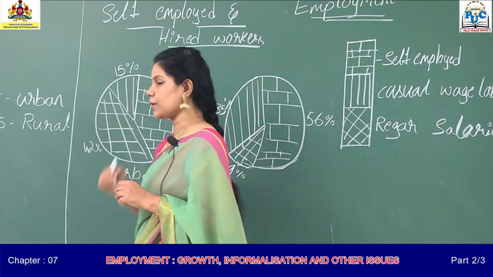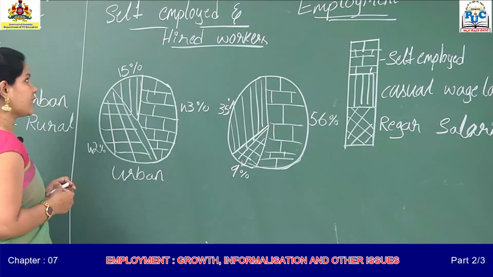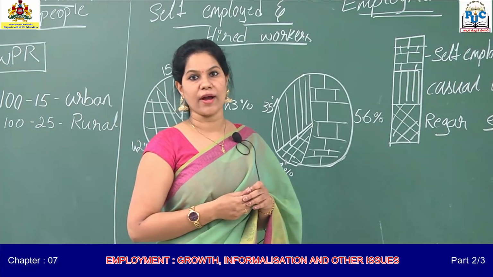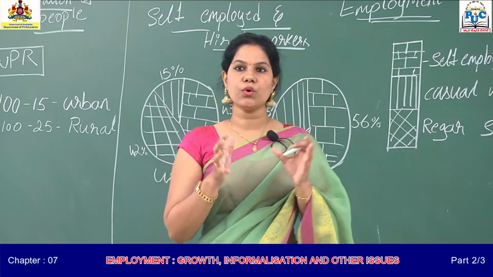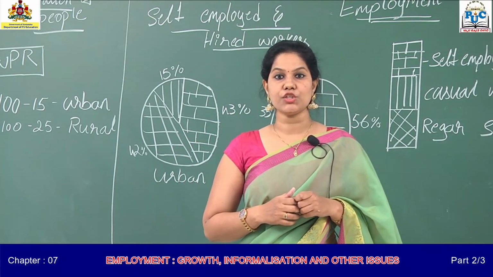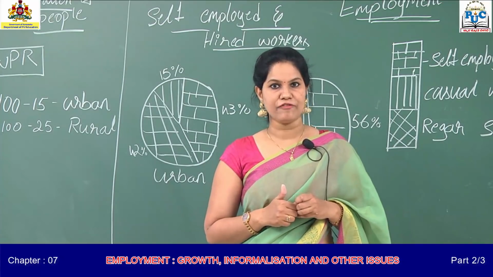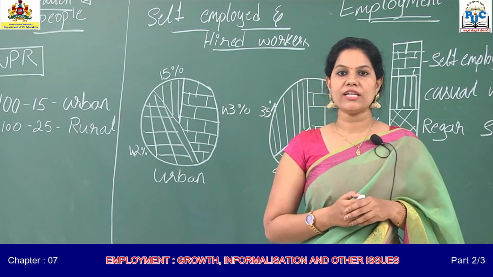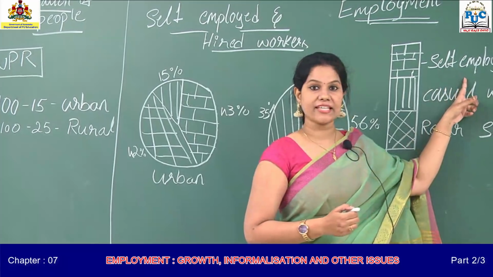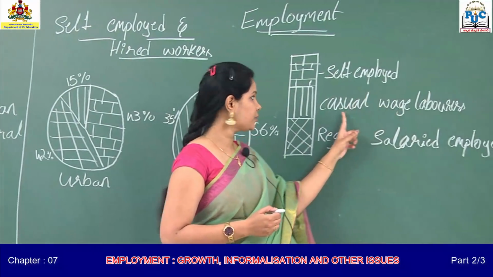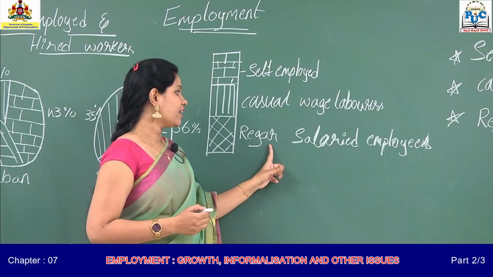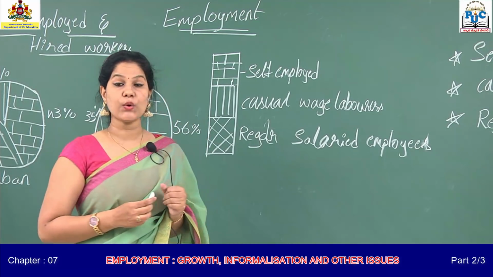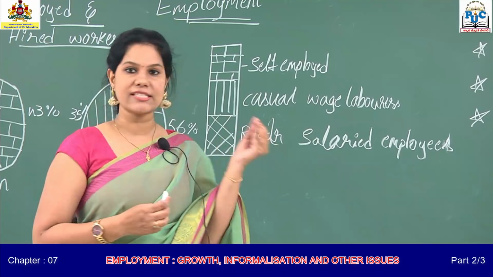Now, after the working population ratio, we'll come to the next concept: self-employed and hired workers. Who is self-employed and who are the hired workers? The people who are working, we can categorize in 3 ways. The first one, self-employed people. The second one, casual laborers. And the third one, regular salaried people. You can see here the 3 categories: self-employed, casual wage laborers, and regular salaried employees. Who is self-employed? Who is a casual wage laborer? Who is a regular salaried employee?